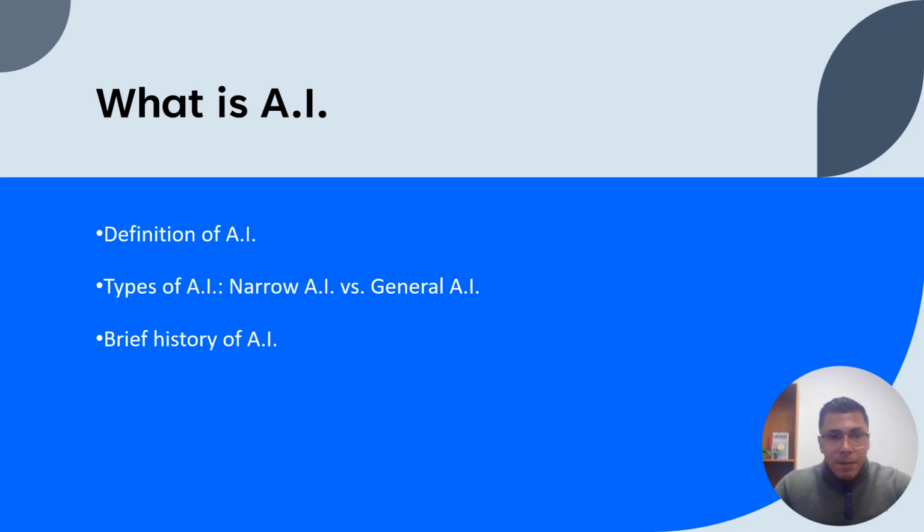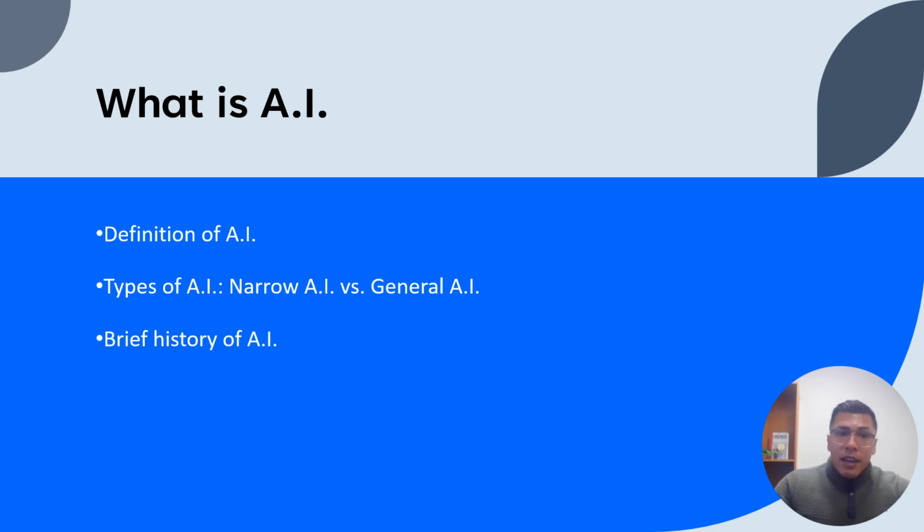On the other hand, general AI, also known as strong AI, refers to a machine with the ability to perform any intellectual task that a human being can do. General AI is also sometimes referred to as AGI. Now, it remains largely theoretical and has not yet been achieved, but it should be achieved in the near future. Now, let's briefly explore the history of AI.